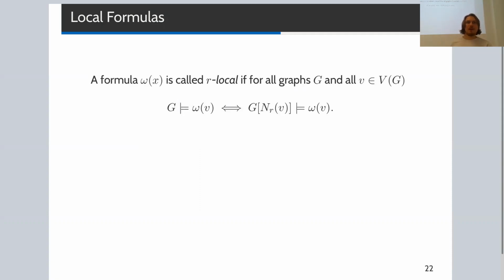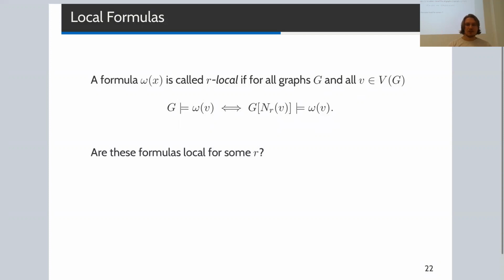So we're going to say a formula is R local if the truth value on a graph G at the vertex V of the graph depends only on the neighborhood of the vertex. So the formula omega is R local if the fact that G models omega on a vertex V is equivalent to saying G models omega for vertex V, where we induce G only on the R neighborhood of the vertex. So a formula is R local if, in order to evaluate the formula on a vertex on a graph, it is sufficient to only consider the R neighborhood of the vertex. And we require this for any graph G and for any vertex V. If this holds for an arbitrary graph and an arbitrary vertex in the graph, then we call this an R local formula.